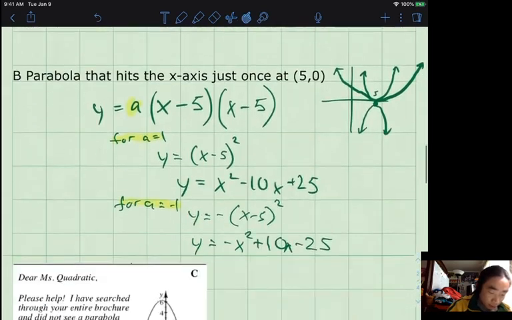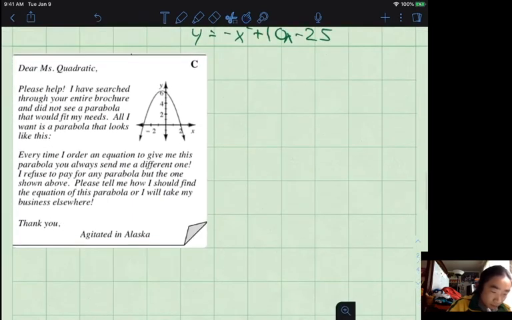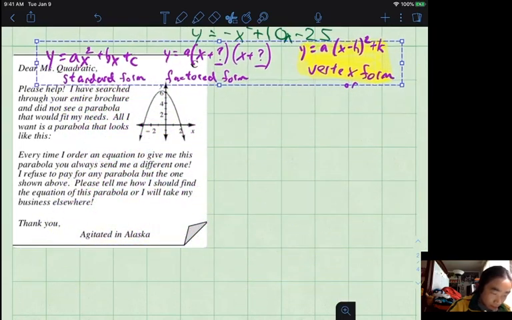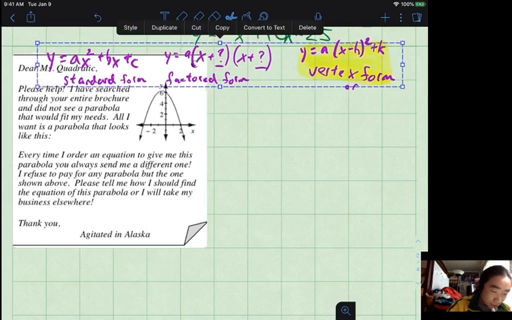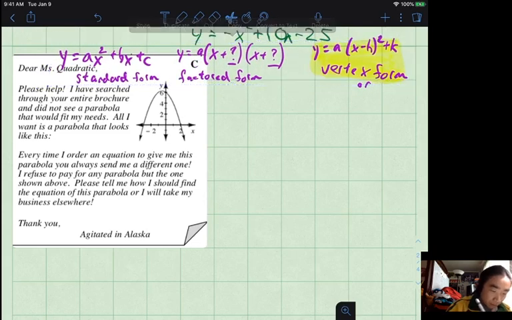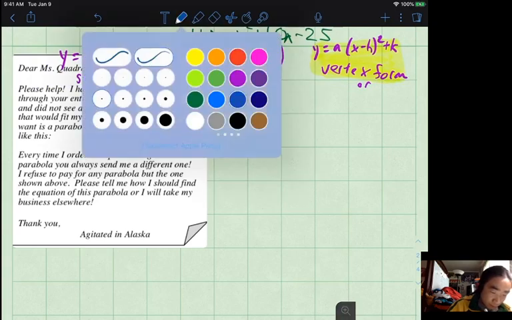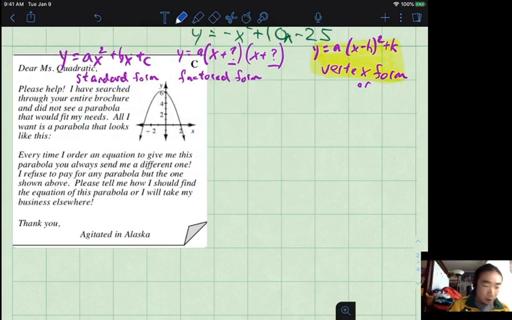So bring this stuff down over here. Where should I put it? Maybe right there. Okay. Maybe in blue. So then, what should we do?